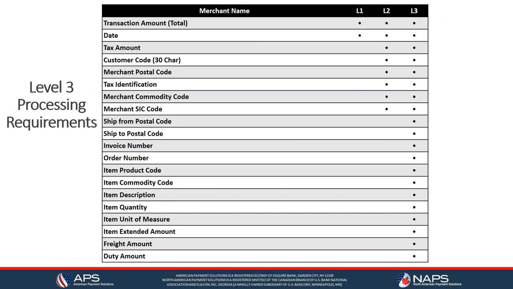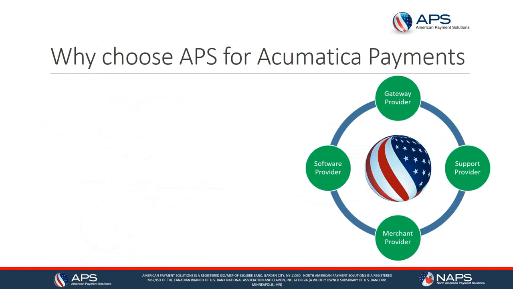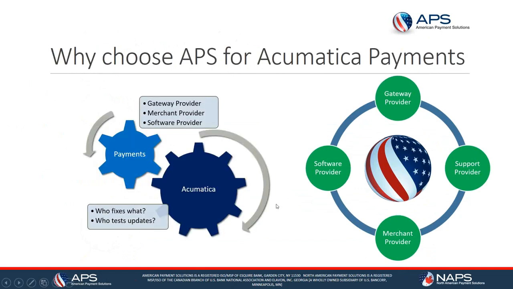So I was talking to you about reasons why people usually ask us about authorize.net and reasons why to switch to American Payment Solutions. One of the main reasons, level 3 is completely automated with us. Other reasons can be the fact that with authorize.net, you have three different types of providers involved.